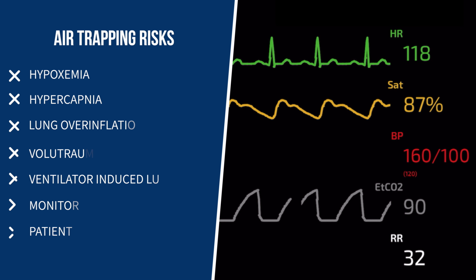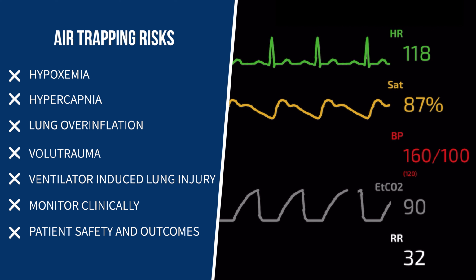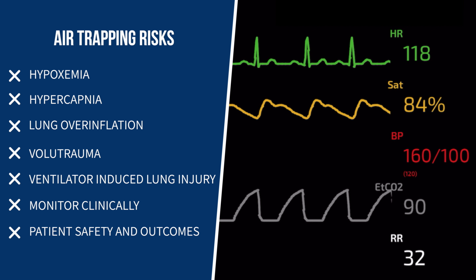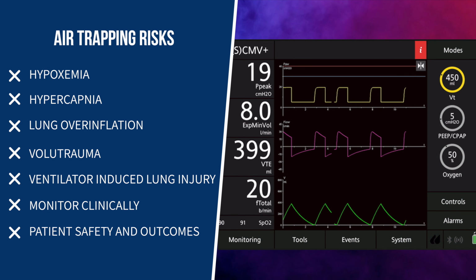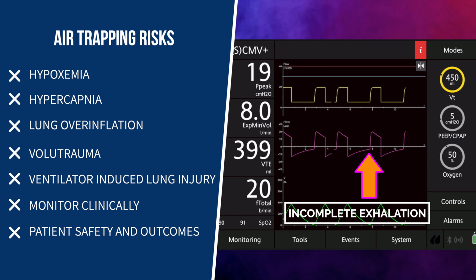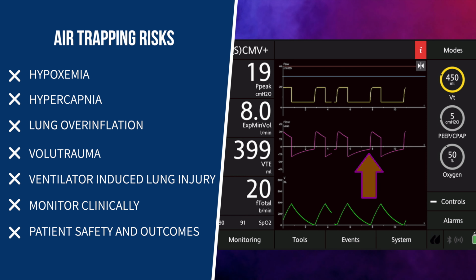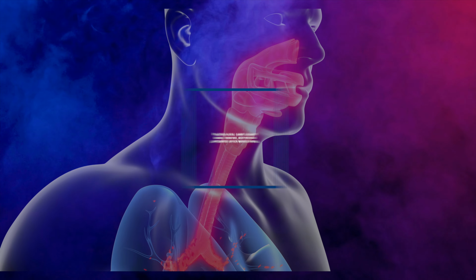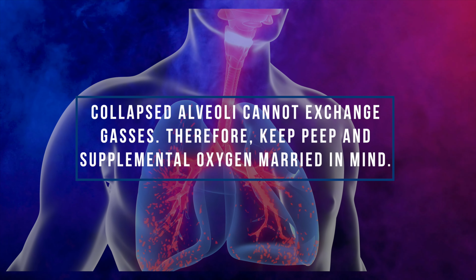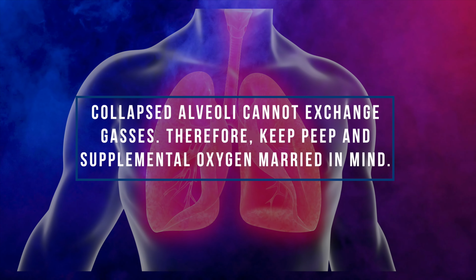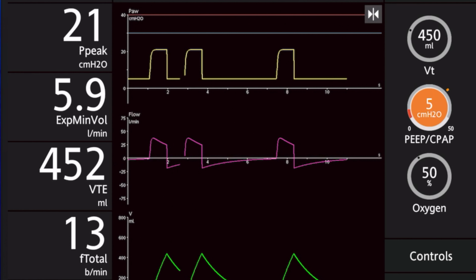Air trapping can lead to hypoxemia, hypercapnia, overinflation of the lungs, volutrauma, and ventilator-induced lung injury. Carefully monitoring the patient and ventilator for evidence of breath stacking is essential for patient safety and favorable outcomes. Adjusting PEEP and FiO2 is a safe practice and the most effective way to maintain optimal oxygenation in your patients.